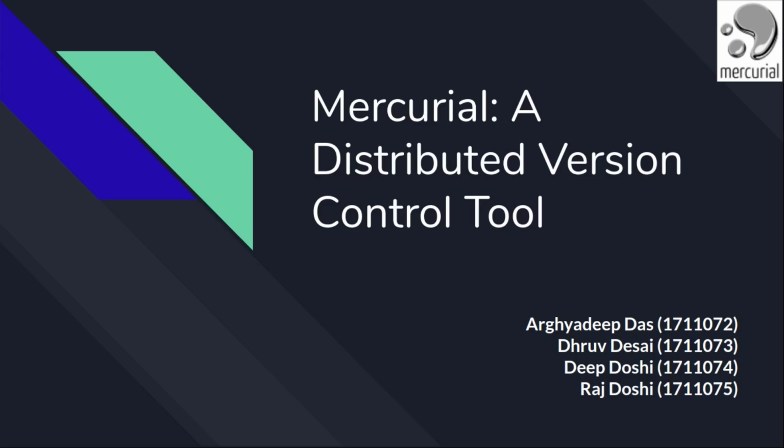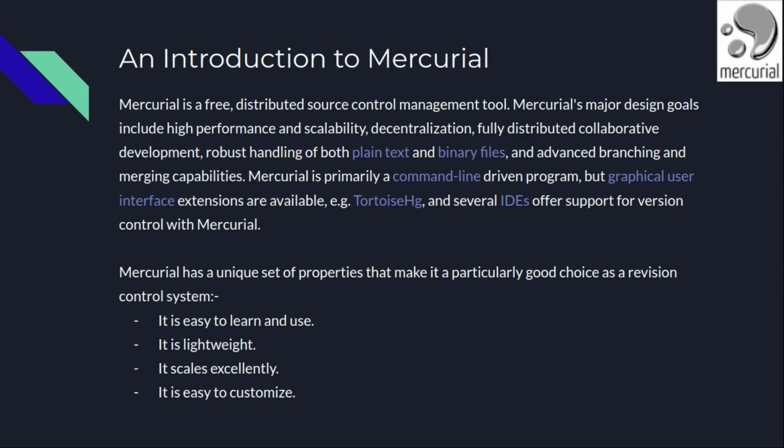Today we are going to talk about Mercurial, a distributed version control tool. Mercurial is a free distributed source control management tool. Mercurial's major design goals include high performance and scalability, decentralization, fully distributed collaborative development, robust handling of both plain text as well as binary files, and advanced branching and merging capabilities.